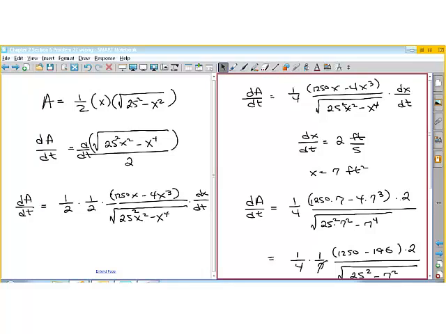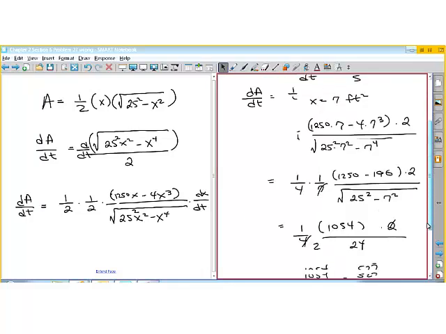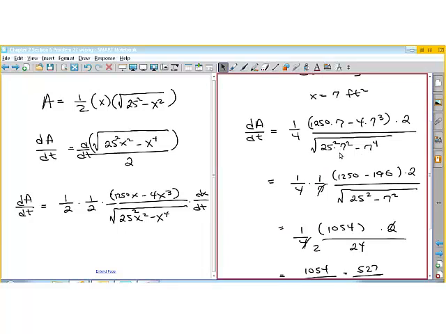Okay, and the 2 comes from there. So what I do here is I factor out a 7. So this is the same as 7 times the square root of 25 squared minus 7 squared. So there's the 7, and I cancel that out with the 7 that's here. So what that leaves, if I get rid of that, I get 1250. And if I have 4 times 7 squared, 4 times 49 is 196. So that's kind of what that is. It's a little cryptic.